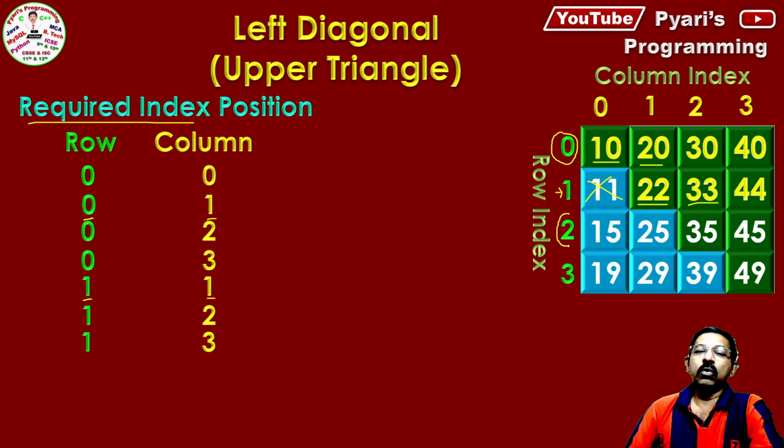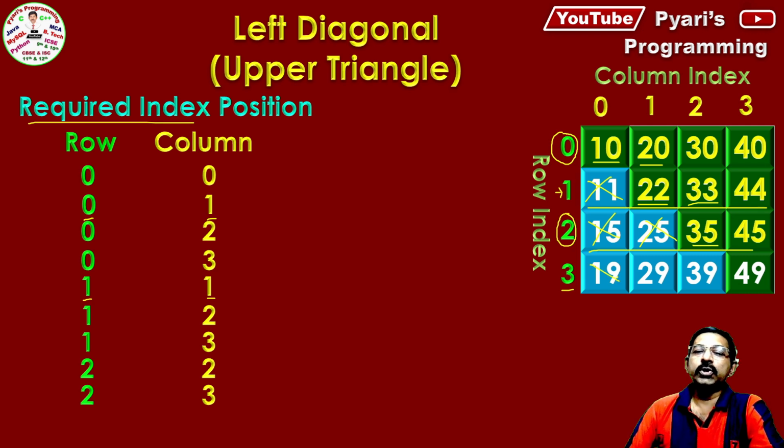Now we'll check for row 2 because row 1 job is over. In row 2, 0 position is not required. Row 2, column 1 position is not required. Directly we need 2 position. Row 2, column 2 position is required. Like this, row 2, column 3 position is required. After this row 2 job is over, we'll move to row 3.